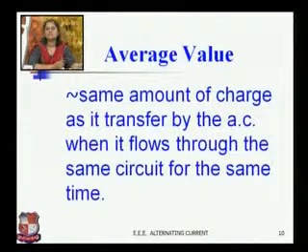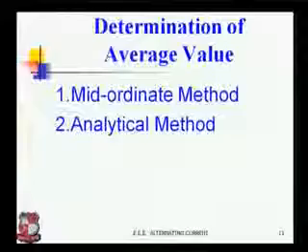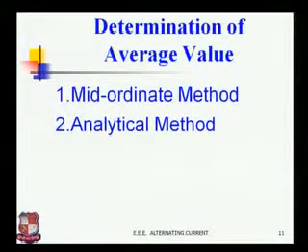In RMS you have to consider the amount of heat, in average you have to consider the amount of charge transferred by the alternating quantity. So in RMS value, heat is equal to I square RT, so you have to concentrate on I square. But when you consider the average value, it is the amount of charge, which is directly proportional to current, so it is just the current. In RMS it is I square, in average it is I. Next is determination of average value.